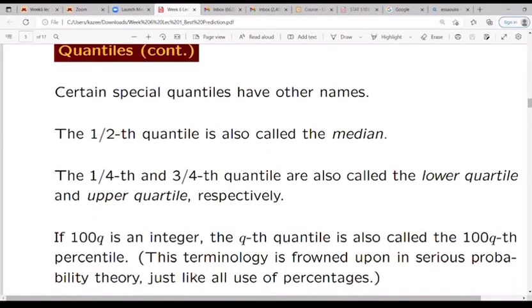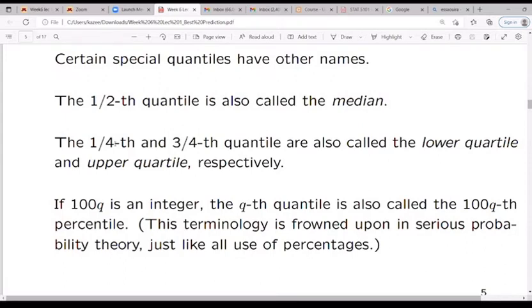I think I just mentioned all this. So 1 over 2 is the median. That is the value you plug in for Q if you want to figure out the median. And 1 over 4 is what you plug in for Q if you want the lower quartile, and 3 over 4 is what you plug in for Q when you want the upper quartile.